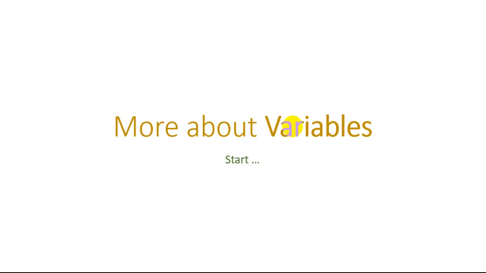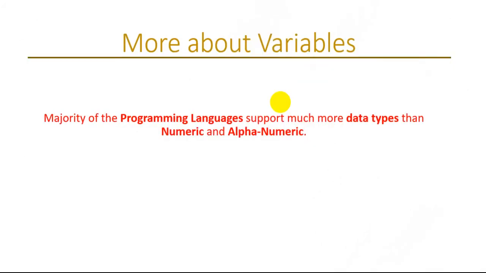Okay, in this video, I'm going to talk a little bit more about variables and their naming, and how they are used generally. So let's go ahead with this. First thing I want to tell you about is that the majority of programming languages support many more data types than numeric and alphanumeric. We are only talking about numeric and alphanumeric for convenience. We are not going into other types, but in actual languages you will find more types than these two. But these are the basic types.